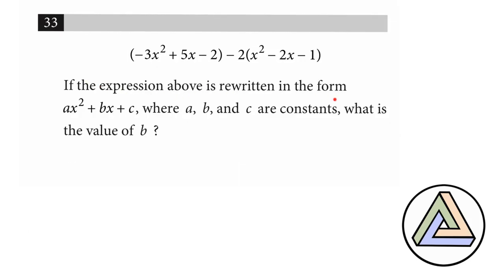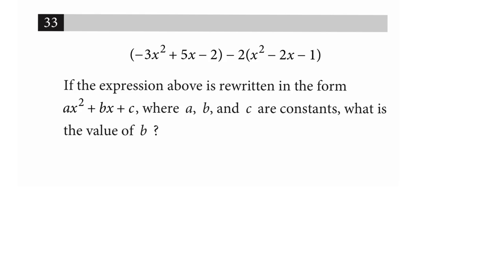If the expression above is rewritten in the form ax squared plus bx plus c, where a, b, and c are constants, what's the value of b? So we want to force this to kind of look like that, essentially. So the way that we do that is recognize that at the end of the day, there's secretly a 1 in front of that which gets distributed. So all that happens there is we drop the parentheses and everything else stays the same, because 1 times anything is just itself. So this is just a way of distributing a positive 1 into the parentheses, dropping the parentheses.